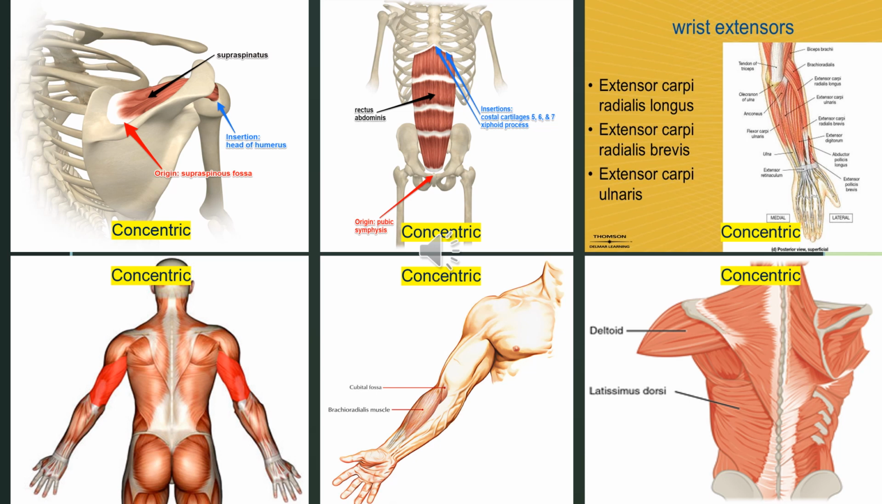Then we have the rectus abdominis muscle, which is located in the trunk area, which provides trunk flexion. As the trunk goes down into a flexed position, it is shortening, which is why it is a concentric contraction. We then have the wrist extensors. All three of them are listed. Once the wrist is extended, the muscles are shortening, which is why it is a concentric contraction also.